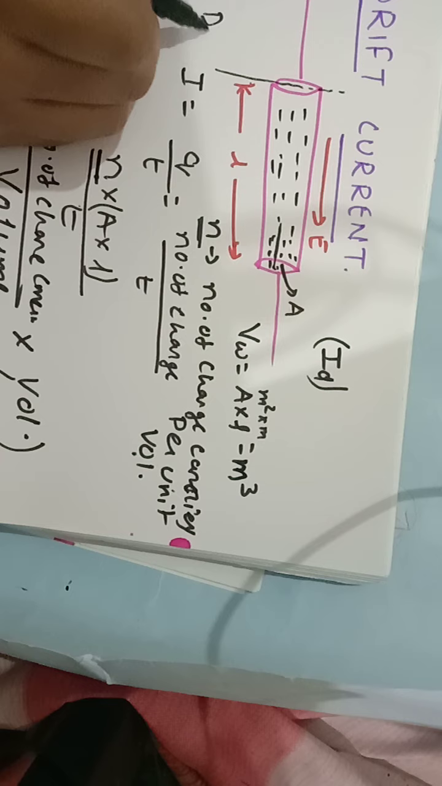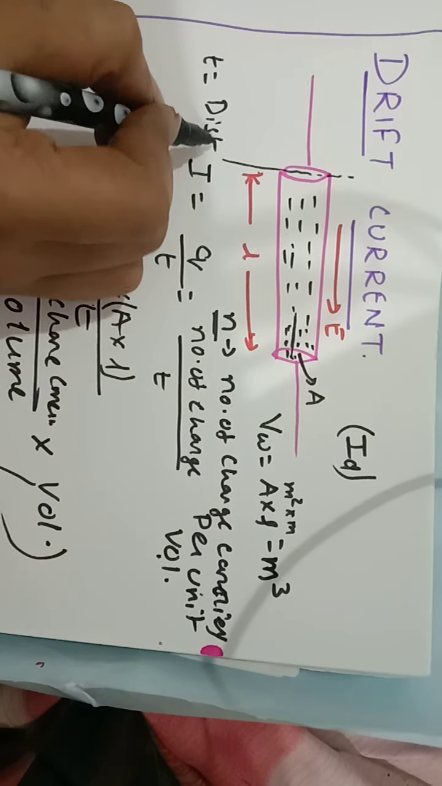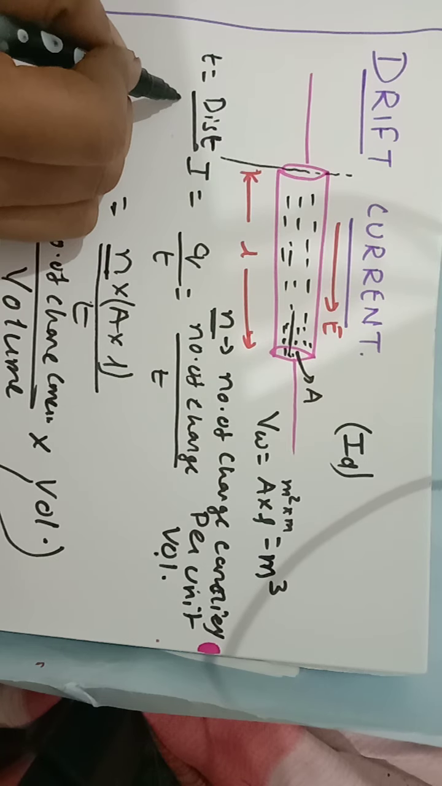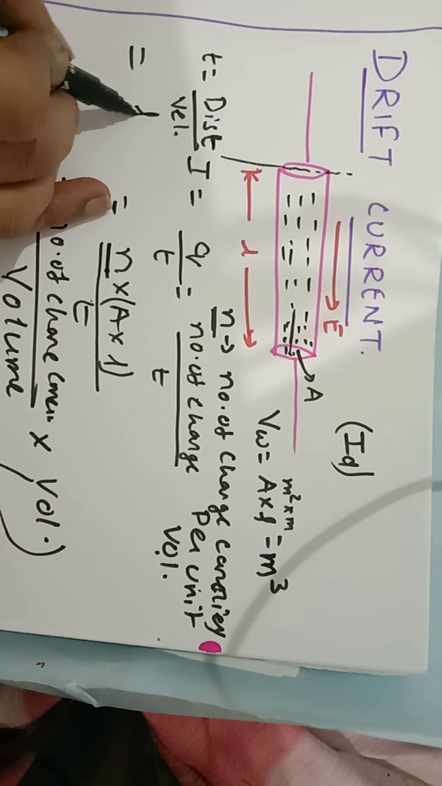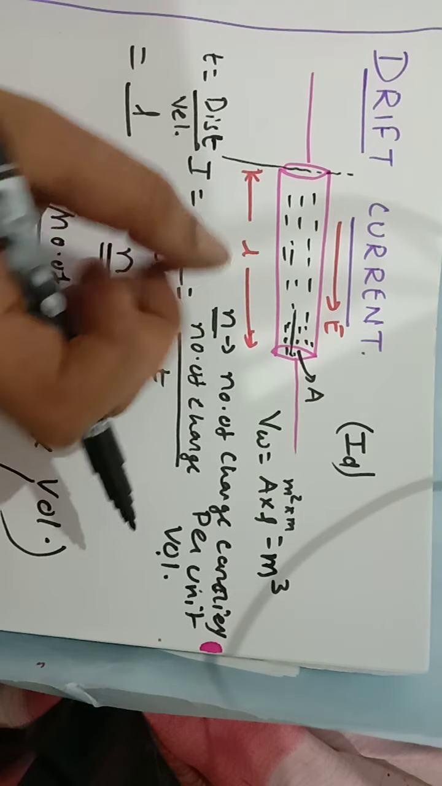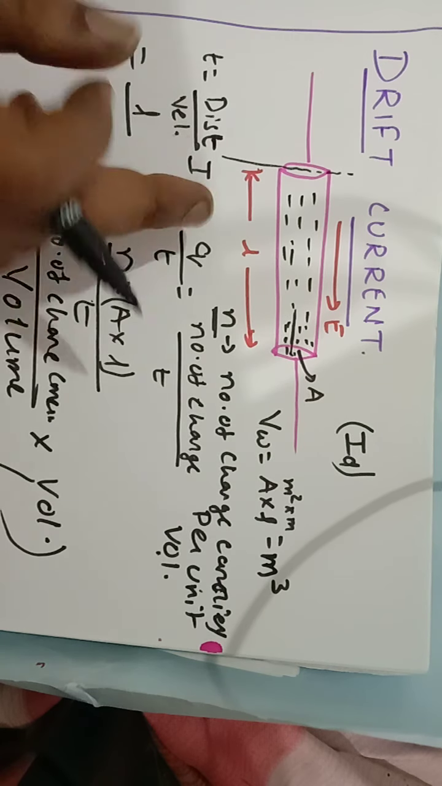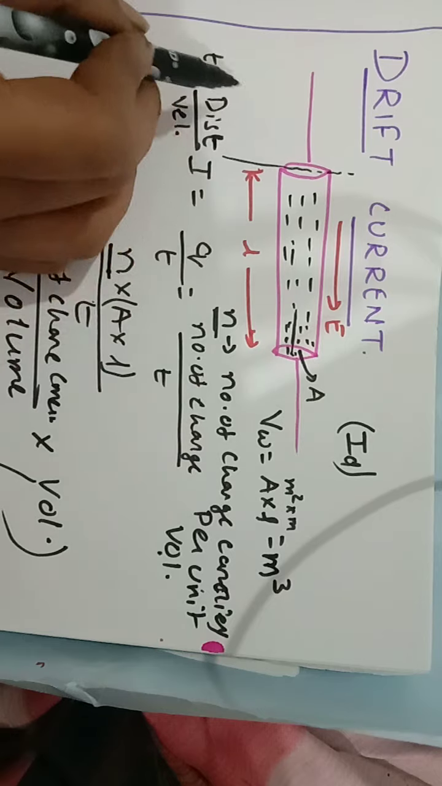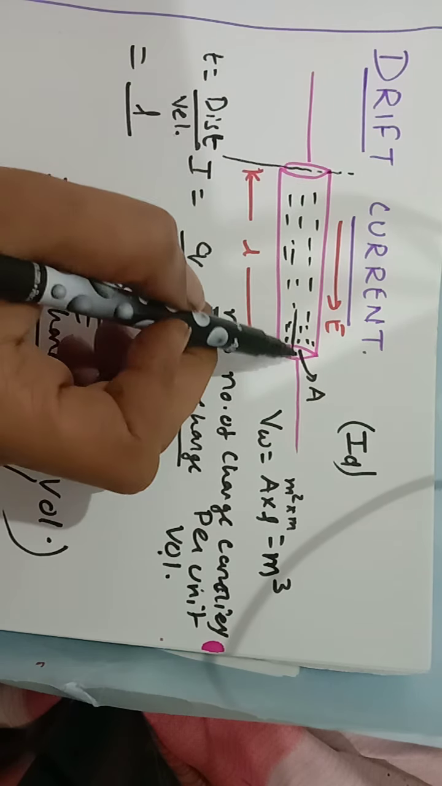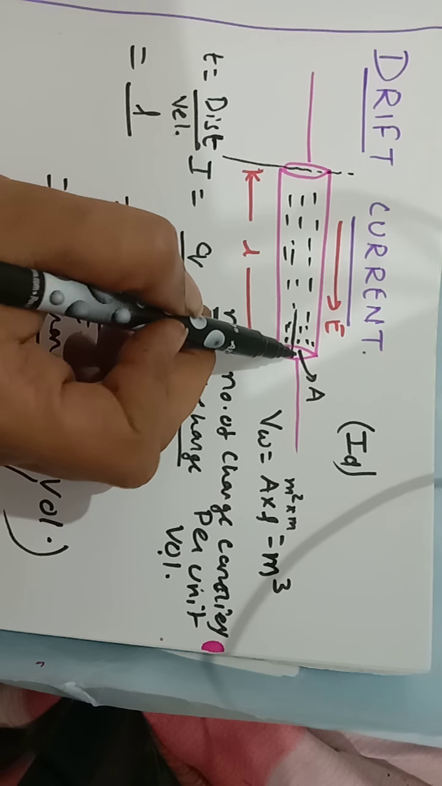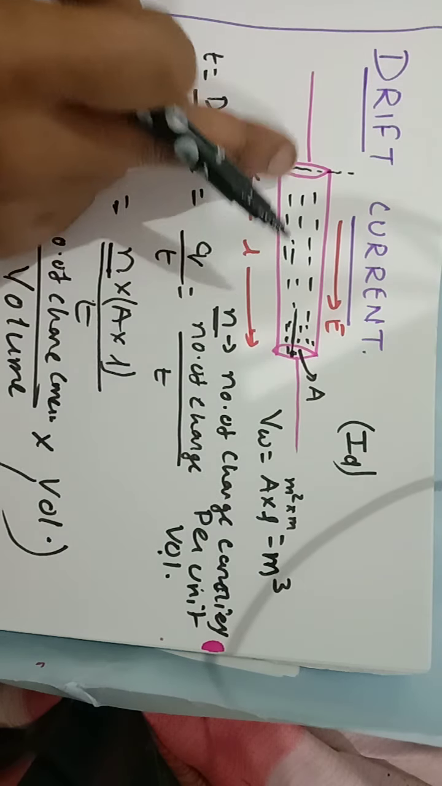What is the time t? From kinematics we know time is equal to distance by velocity, right? So what is the distance? Distance is L. Why? Because we can say all the charge carriers have passed through this cross section only when the last electron of this section of wire passes through this cross section.